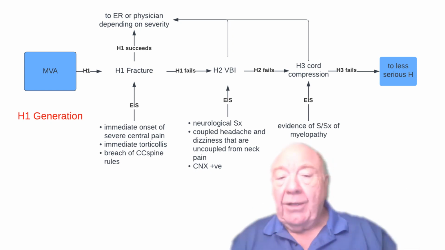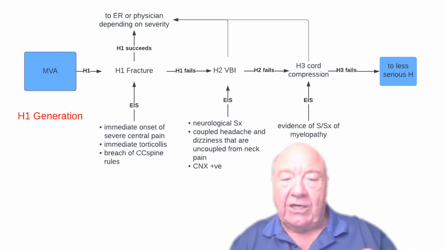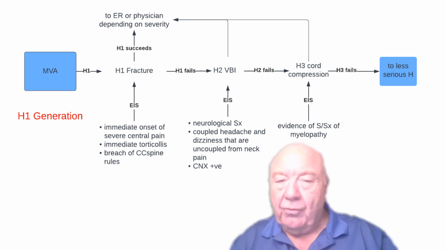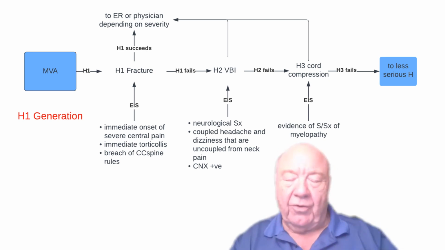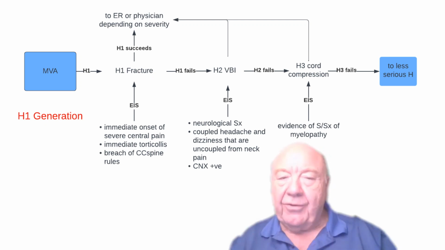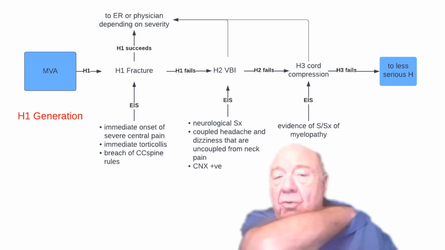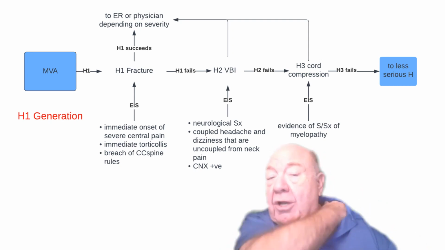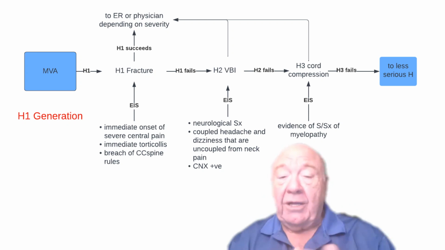Anyway, the EIS for all fractures, actually traumatic fractures, is an immediate onset of severe pain, probably the severest pain they're going to experience. The pain will be central unless it's a minor fracture, in which case maybe the transverse process, that may be unilateral, but that should be an immediate onset. So immediate onset of pain, severe central pain, and an immediate torticollis is very highly indicative of a major cervical fracture. In that case, that really does want to go to the emergency room, and it should be in a hard collar and preferably by ambulance. This is a major issue.